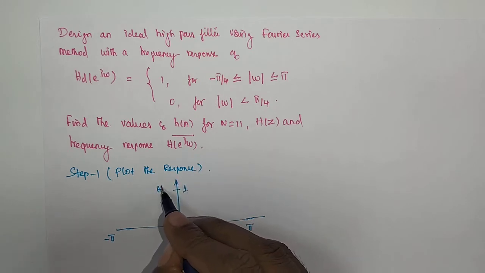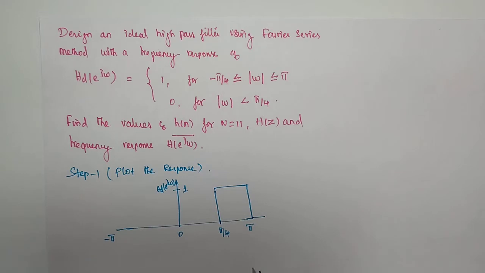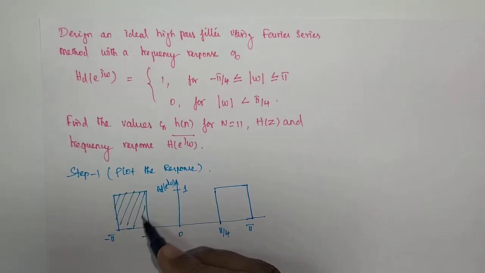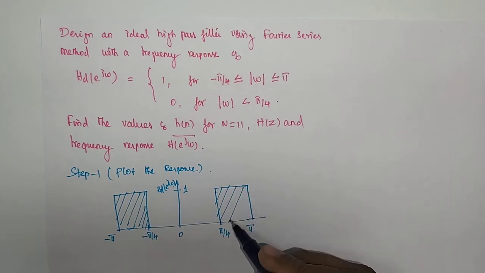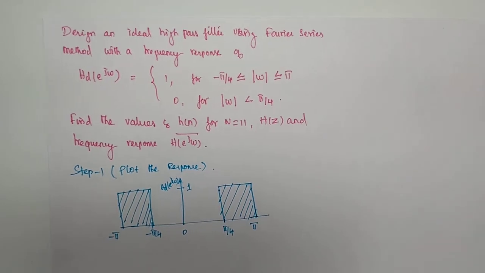That is, HD of e power j omega for greater than pi by 4 and less than pi, and similarly for minus pi by 4. From the plot, it is observed that it is a high pass filter. The cutoff frequency is pi by 4, and the passband is greater than pi by 4 and less than pi. So for this response, we are going to design a FIR filter.